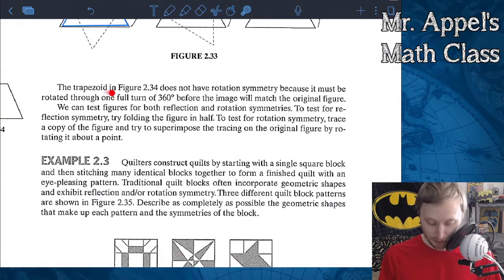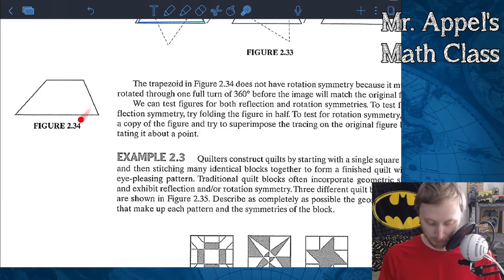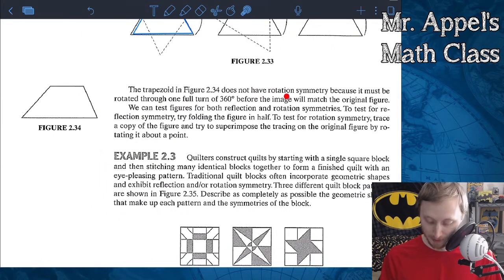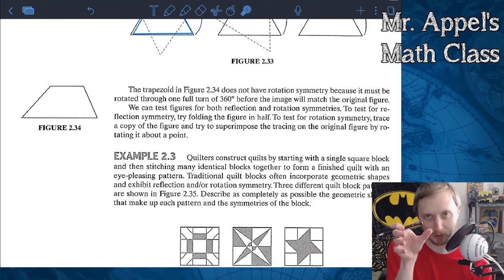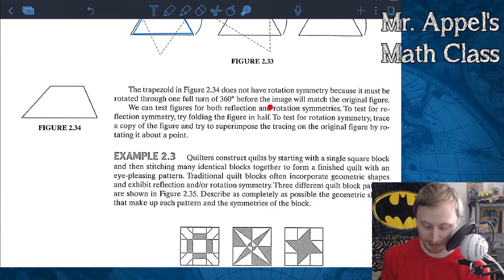All right. The trapezoid in figure 234, right here, does not have rotation symmetry because it must be rotated through 1 full turn of 360 degrees before the image will match the original figure. And this is a technical bit here. While we are moving the thing, the new transformed, rotated bit is called an image of the figure, so not to be confused. When I trace it to rotate it, this blue outline is called the image of the figure. It looks just like the figure, except I'm doing weird, funky things with it, and it never quite matches up until I get all the way around.